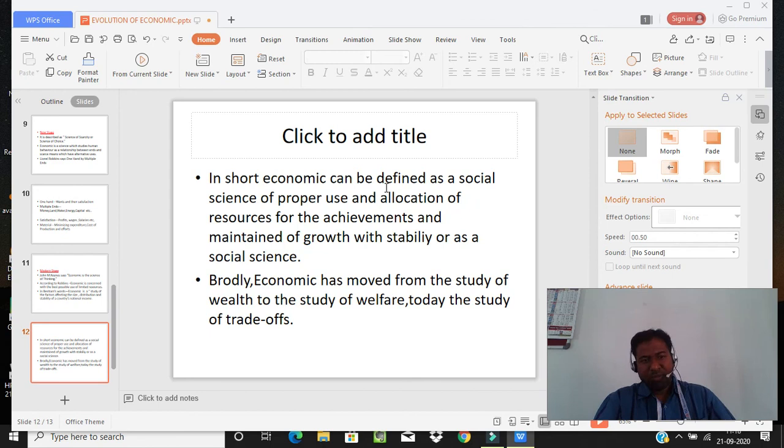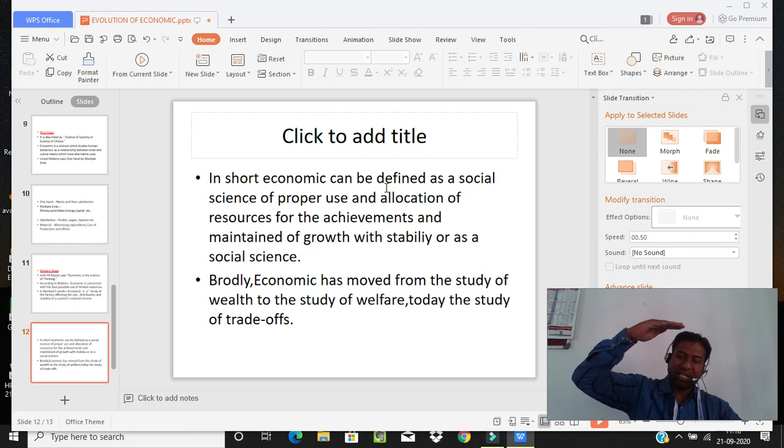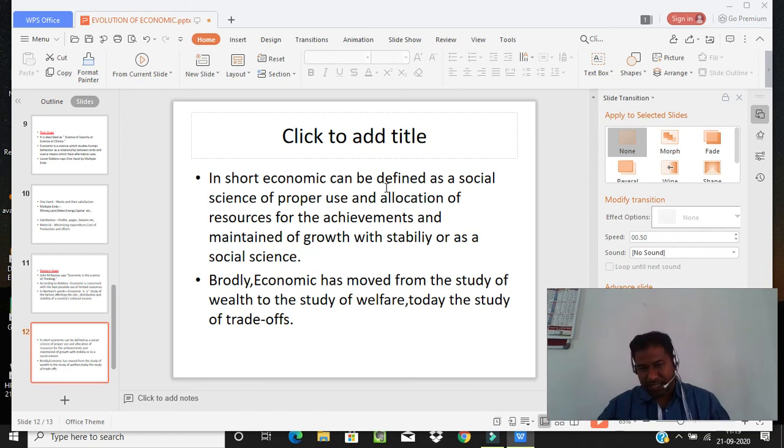Broadly, overall, by seeing all these four stages, we come to know that economics has moved from the study of wealth. It was first wealth, then the study of welfare, again the study of choice or scarcity, and now the study of trade, the business. That is the explanation of the evolution of economics. We will meet in our next topic.